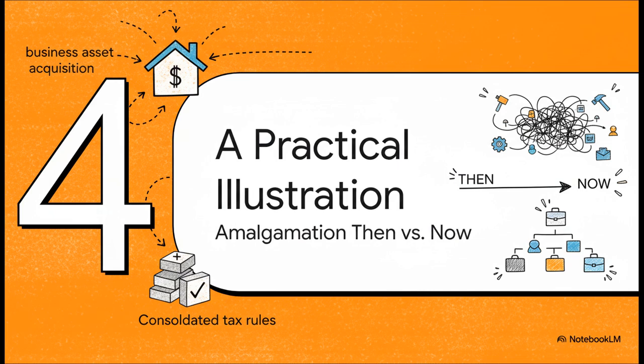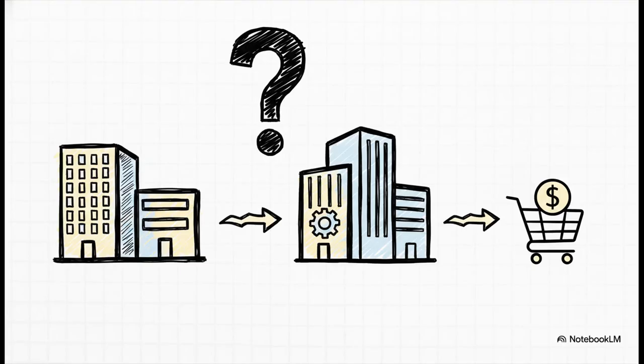Theory is great, but let's ground this in a real-world example. It'll really highlight the practical difference between the old way and the new way. Okay, let's go back to our opening scenario. A company merges with another. A machine gets transferred over and is now considered stock in trade, which just means it's an item the new company plans to sell. So what happens when they actually sell it?